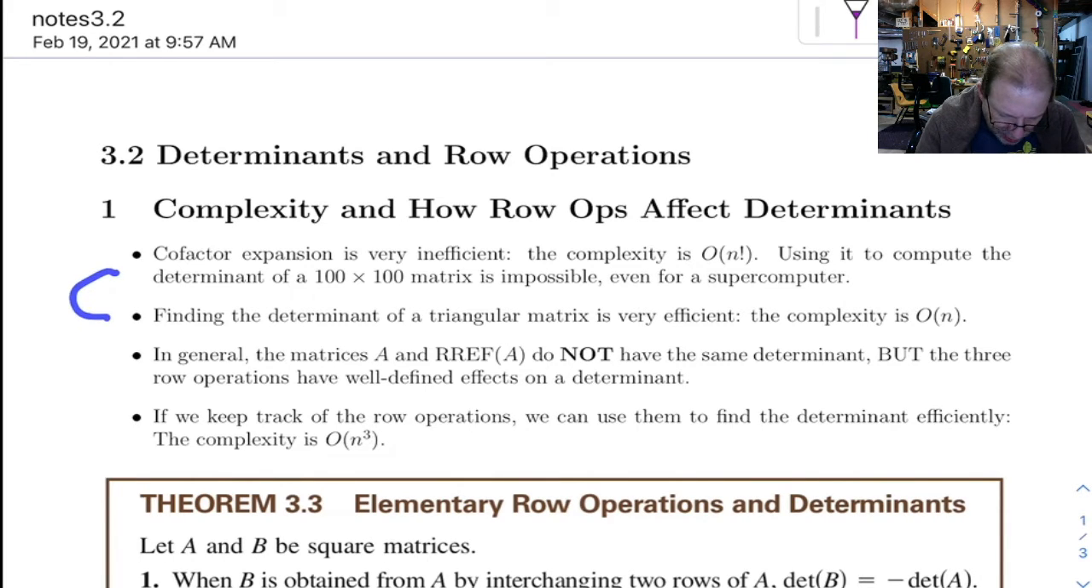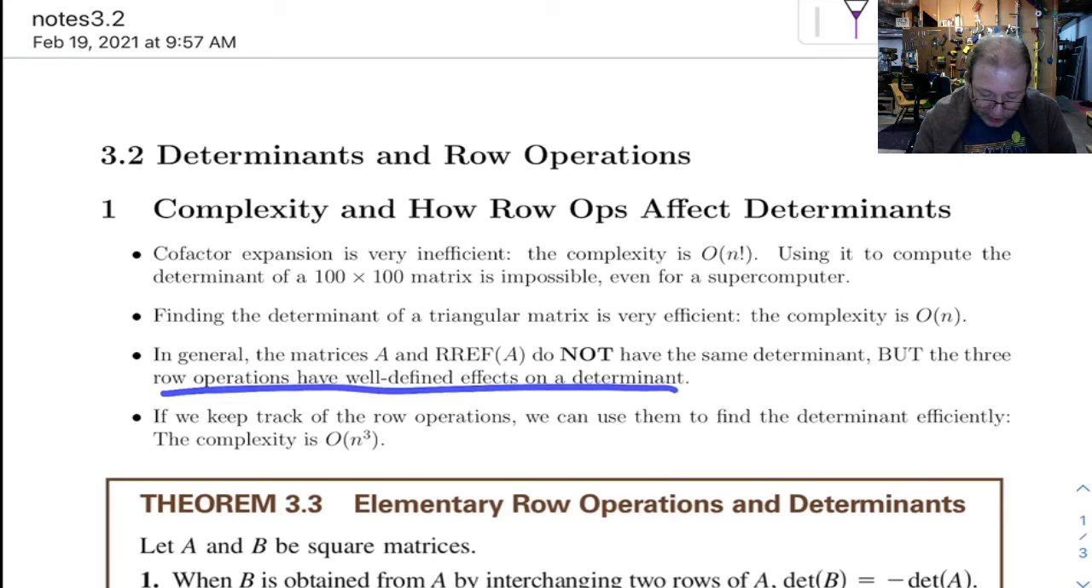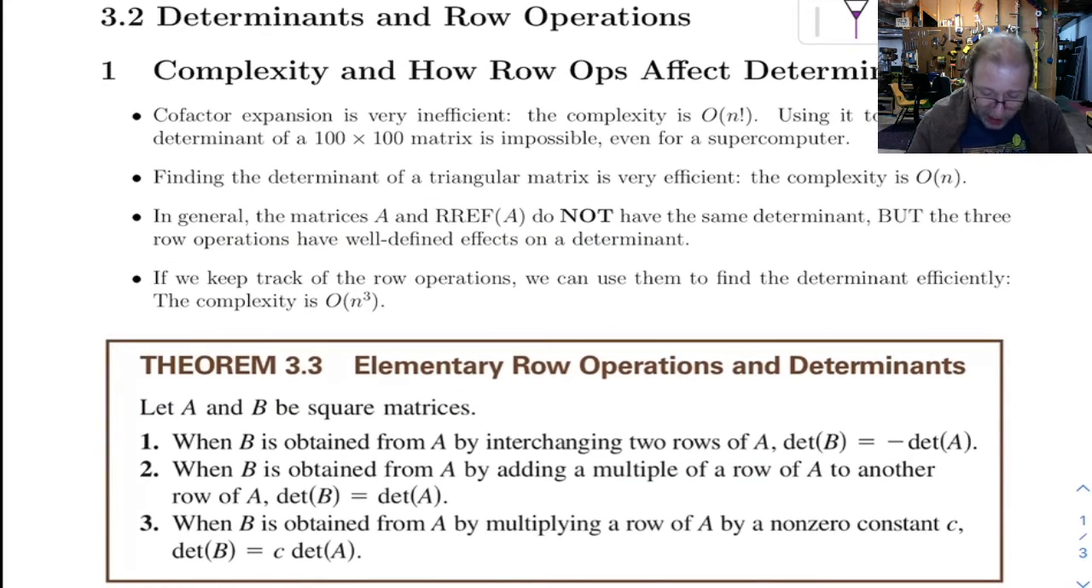it'd be nice if we could just convert a matrix from however it's given to us to triangular form. But there's a problem. If you take two matrices, A and its reduced row echelon form, they don't have the same determinant. However, the three operations that we use for putting something into reduced row echelon form, they have a well-defined effect on the determinant.